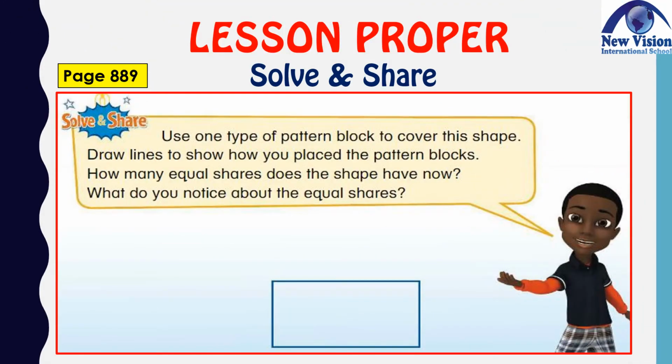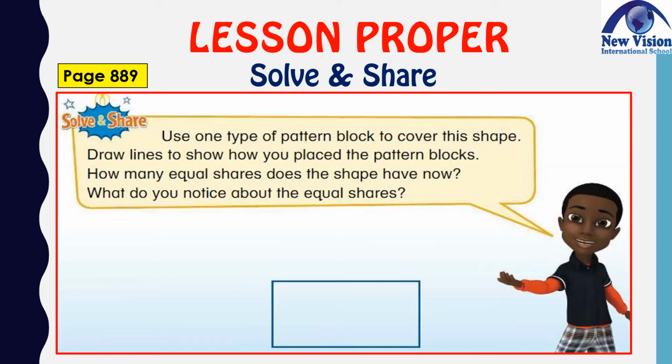Let's start learning. Please open your book on page 889. Solve and share. Use one type of pattern block to cover this shape. Draw lines to show how you placed the pattern blocks. How many equal shares does the shape have now? What do you notice about the equal shares?